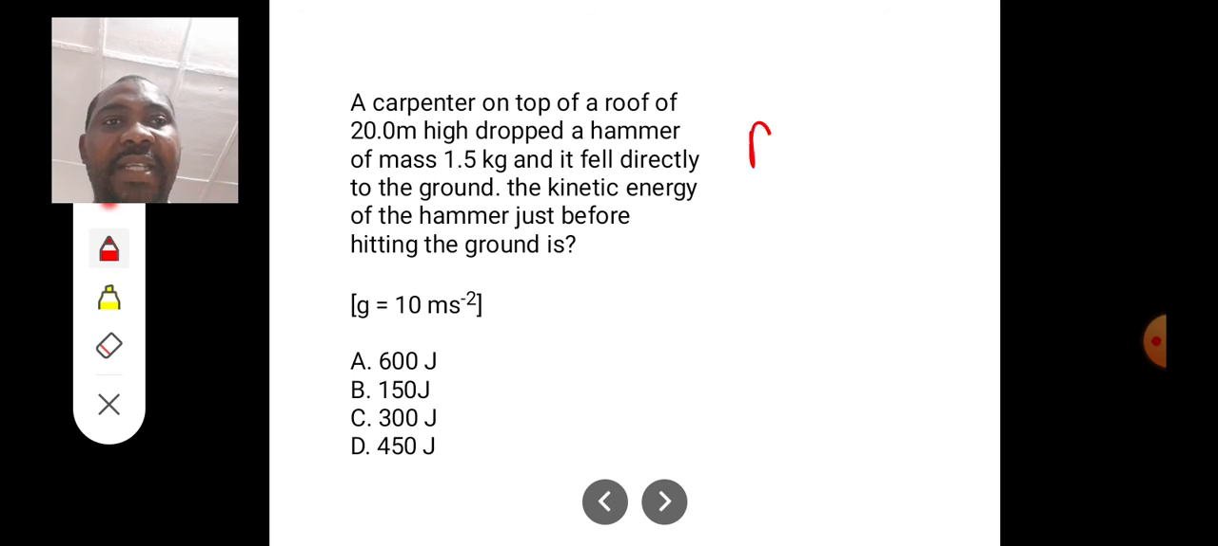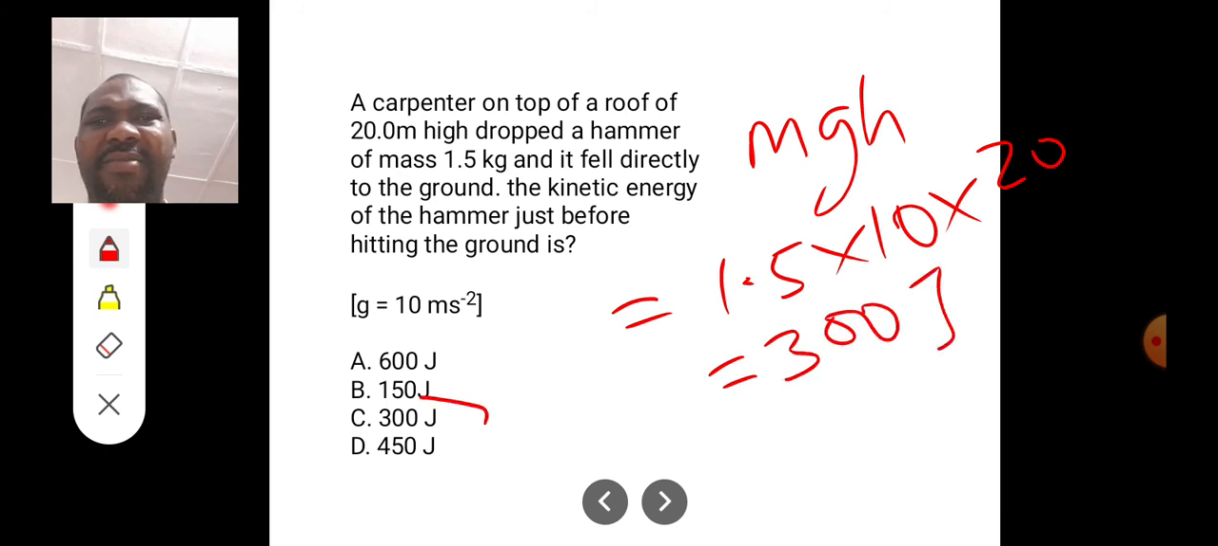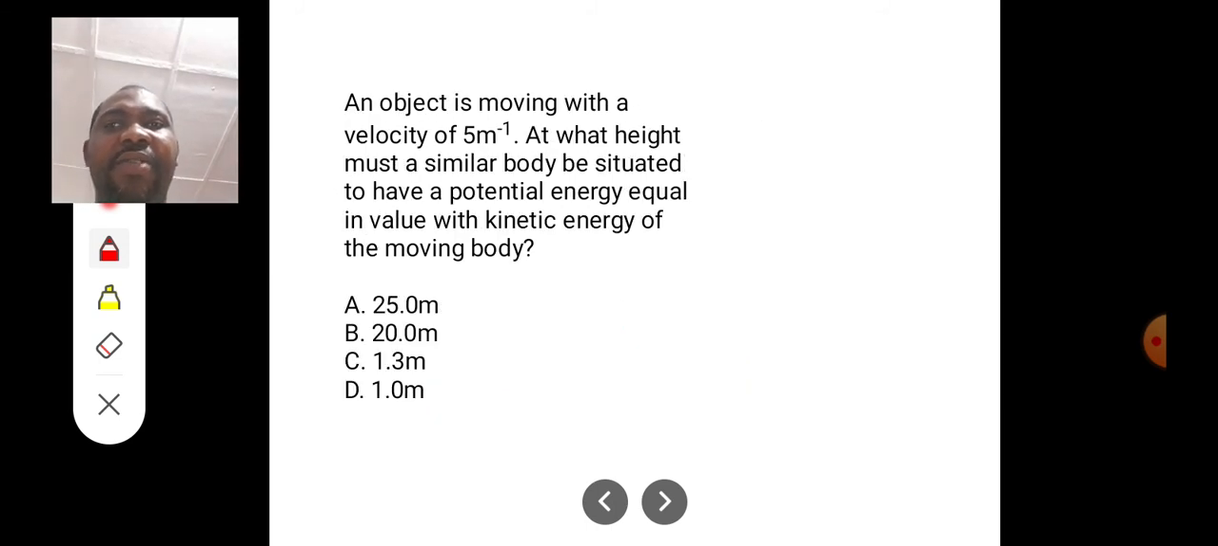So here we can easily find potential energy because potential energy is mgh. So your mass here is 1.5, your g is 10, of course, and your height is 20. So we are going to get 300. So the answer is 300 joules. As simple as ABC. Okay, so see another question. I'm solving as many questions as possible, so that we can have a perfect understanding of this topic.